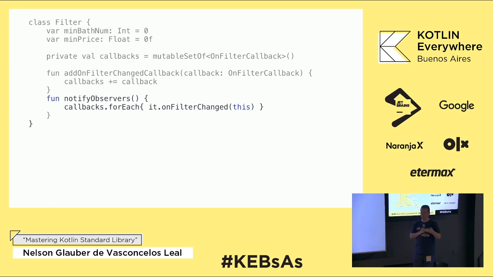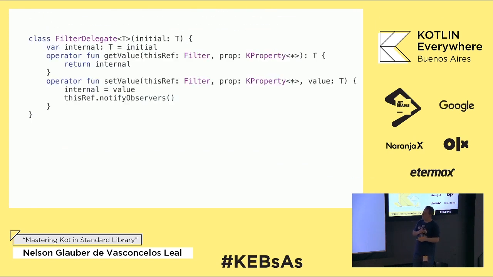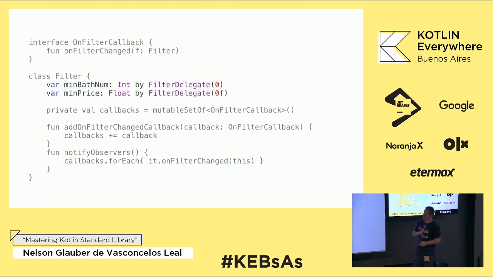And now to solve the problem with the UI callbacks, I use this. I create a filter delegate, and as you can see here, the reference of the property is a filter. And every time I set a value to that property, I set the value internally and call notify observers. And now my filter class is like this, min bath num by filter delegate.